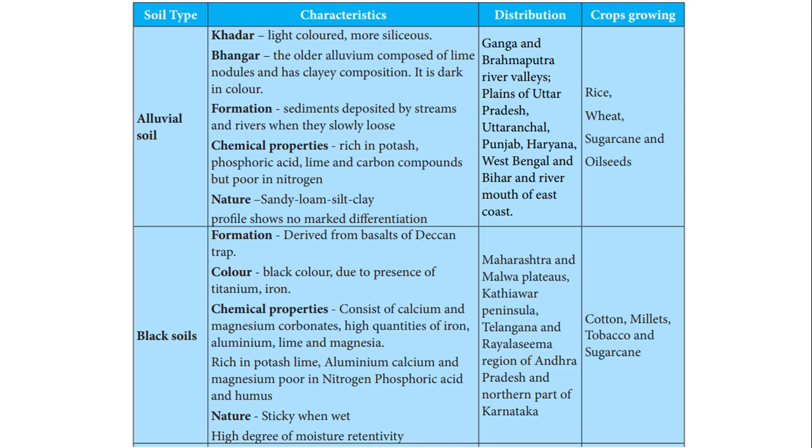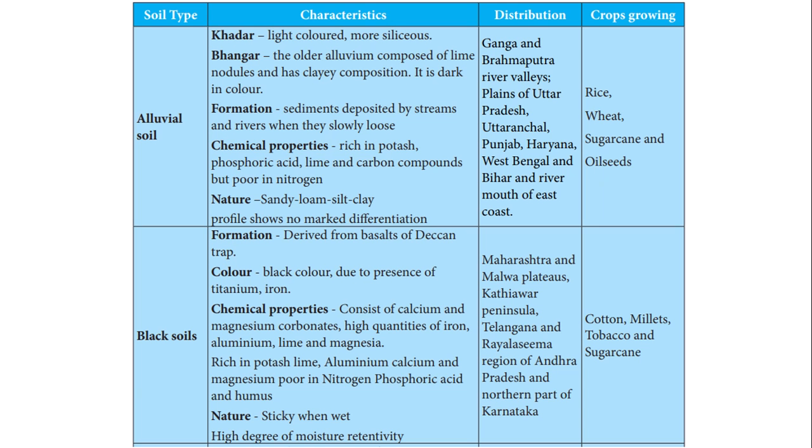It's found in the Ganga Brahmaputra river valleys, and also the plains of Uttar Pradesh, Uttaranchal, Punjab, Haryana, West Bengal, and Bihar, and also at the river mouths of the east coast. The color is very light, and it contains the old alluvium, composed of lime nodules, and has a clayey composition, and it's dark in color.